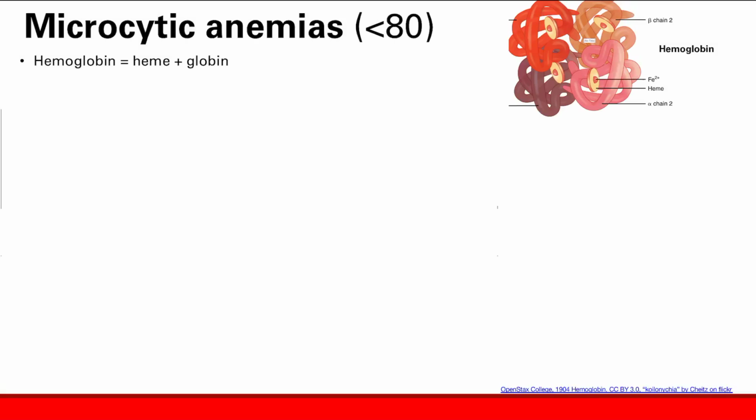So microcytic anemias, we said the MCV was less than 80. And remember, what was the etiology of a microcytic anemia? Remember, it's from impaired hemoglobin production. And so hemoglobin is made up of heme and globin, as you can tell from the name.